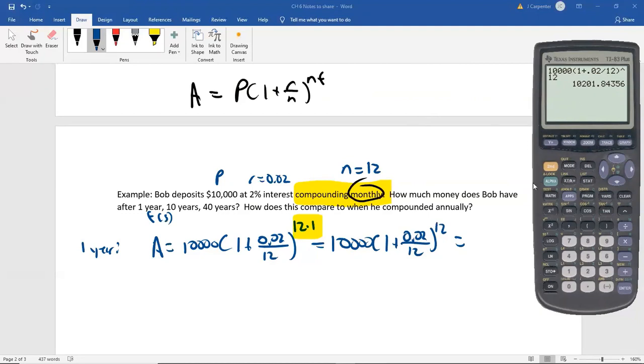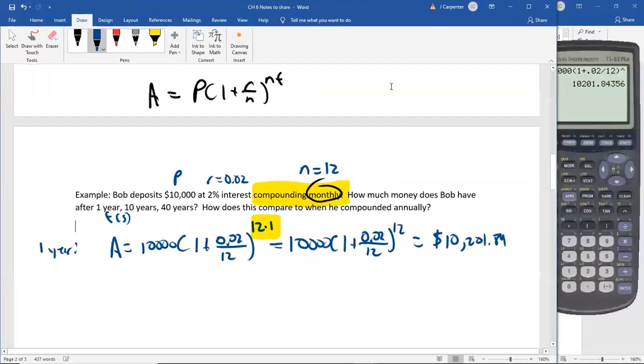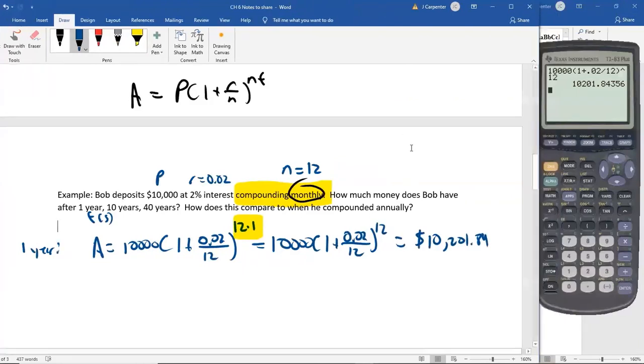So 10,201.84. Let me do this so I can see the calculator at the same time. All right, so there's how much we have at the end of year one. This is our end balance. How about 10 years in?